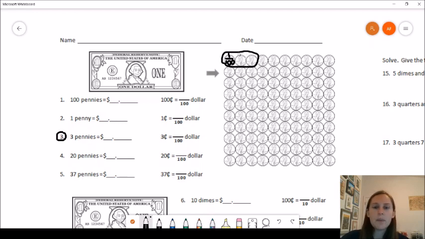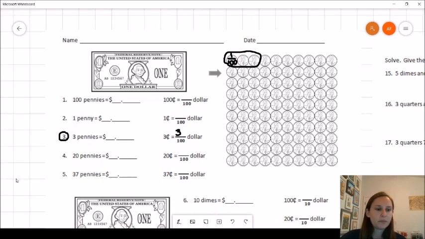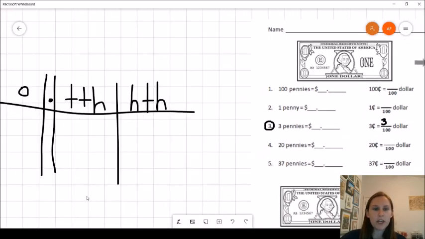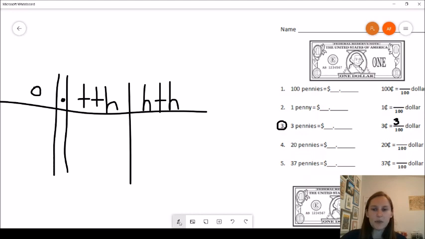If I have 3 pennies, if 1 penny is 1/100th of a dollar, 3 pennies is 3/100ths of a dollar. That's 3 out of 100 cents in a dollar, or 3 out of 100 pennies in a dollar, so 3/100ths of a dollar. So I'm going to fill in the fraction part, and then I also want to write it as a decimal. So I drew a place value chart over here to help me write this as a decimal. So 3 cents is 3/100ths of a dollar, 3 out of 100 cents in a dollar, or 3 out of 100 pennies in a dollar.